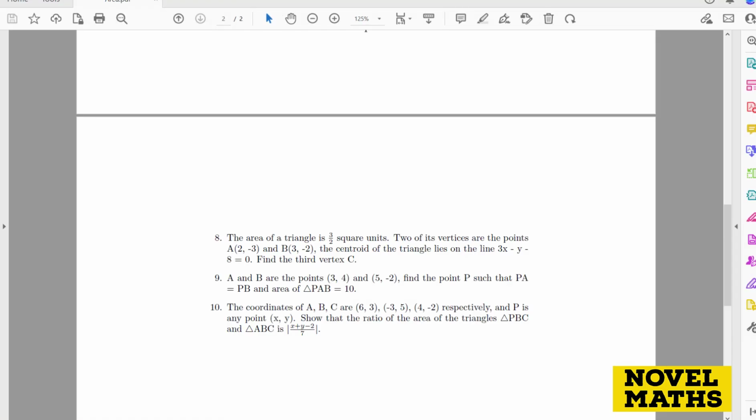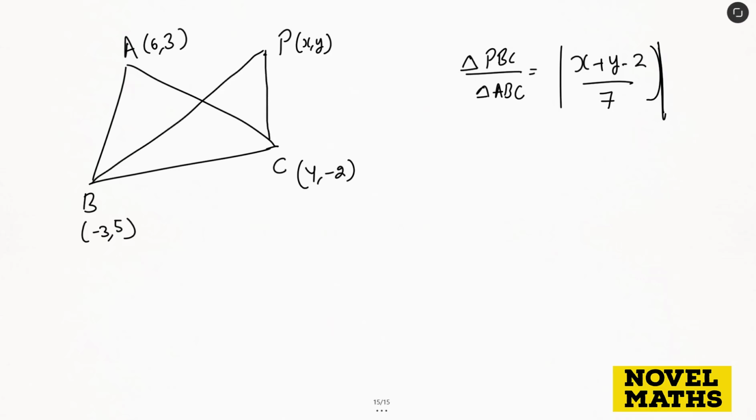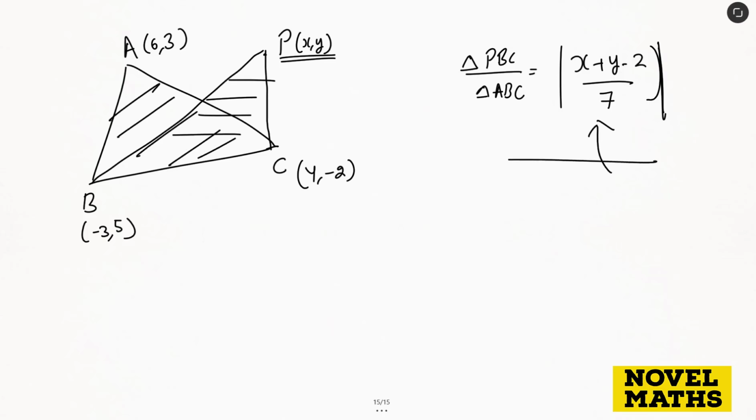So that the ratio of triangle PBC and ABC, PBC over ABC is, we have to prove something, mod of x plus y over 7. So area of triangle is easy to calculate. 3 points are given. Also area of PBC is easy to calculate. Don't worry about xy because the answer itself is xy. So when you do the calculation, you will get this answer. This was just an exercise problem. There is no concept here, just the formula of area of triangle.